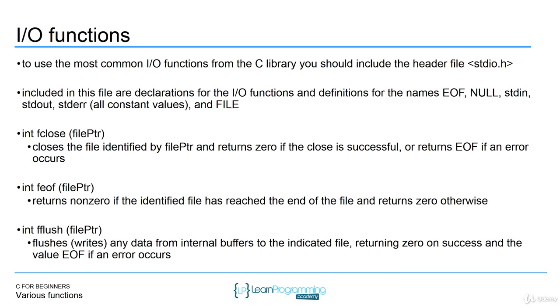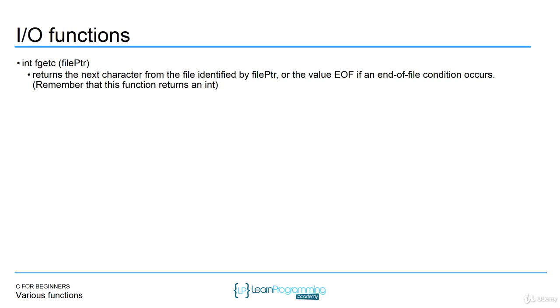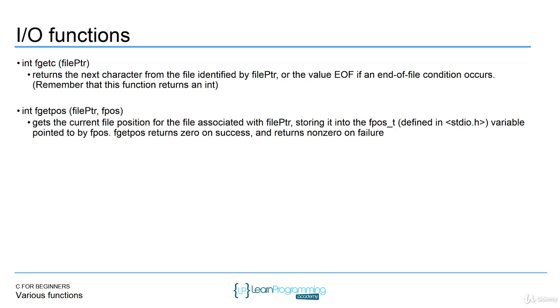fflush is a function that will flush all the data of the internal buffers. Sometimes you need to do this when you want to start over, but you're basically just getting rid of anything inside of a buffer. We also have fgetc. This is reading in individual characters, takes a file pointer. We have fgetpos. This is one of the position functions. It gets the current file position for the file associated with the file pointer and stores it in an fpos_t type, which is defined in stdio.h as well.